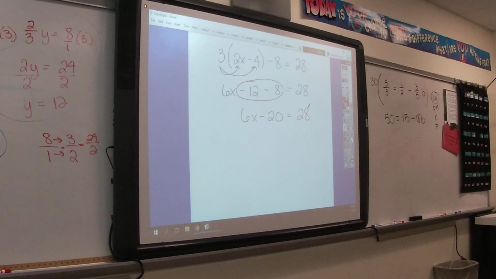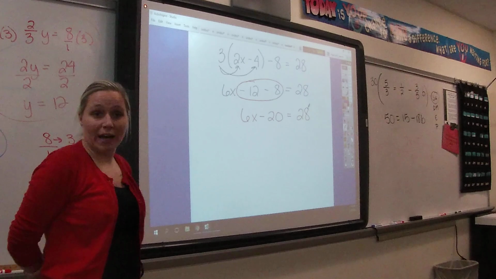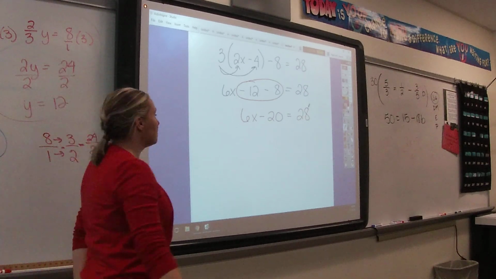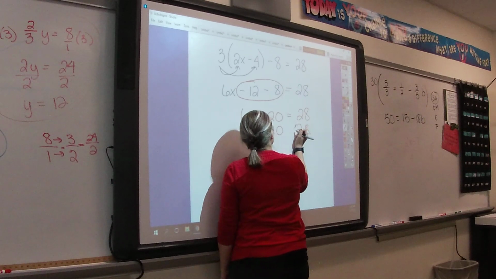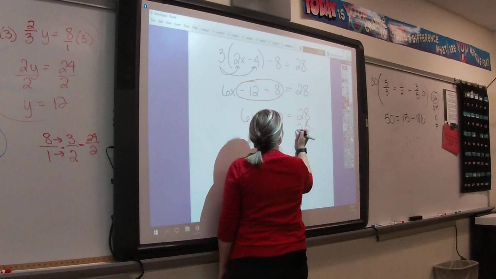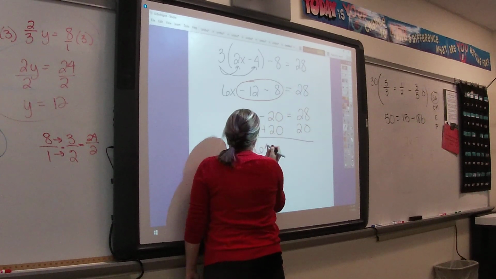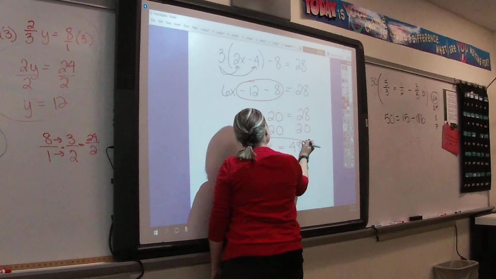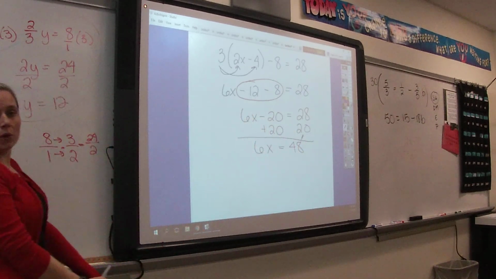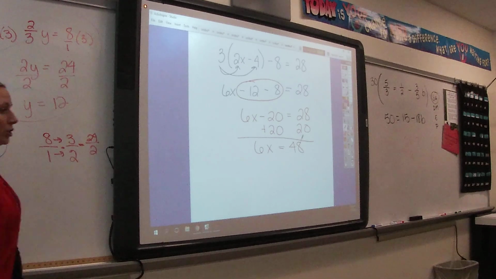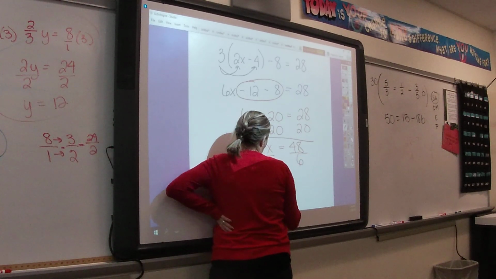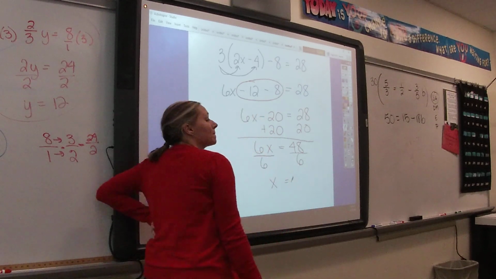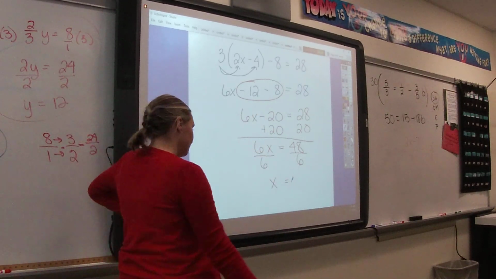Step 5 says undo any addition or subtraction. So do we have any addition or subtraction? Yep, so we're going to undo that. Oh, what am I doing? See, so 6x equals 48. And then we will undo any multiplication or division. And we get 8.